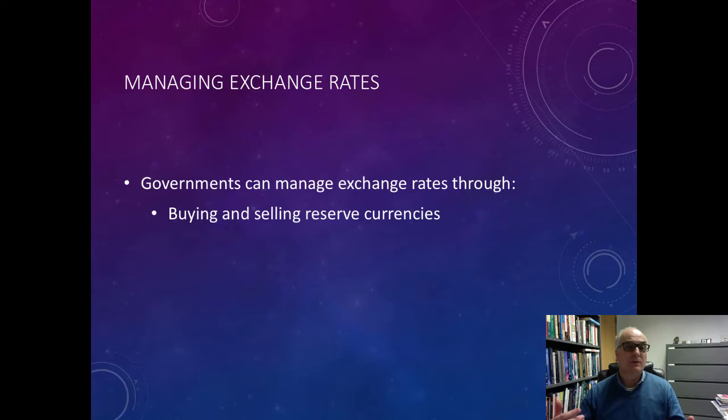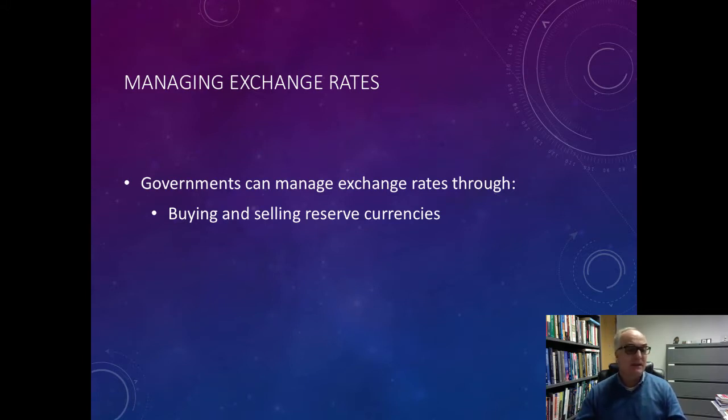So in other words, if you are selling your own currency in order to buy reserves, you're increasing the supply of your currency, and that is going to depress the value of your currency. So it will weaken your currency if you are buying other reserve currencies. It strengthens the currency you're buying. It weakens your own currency.